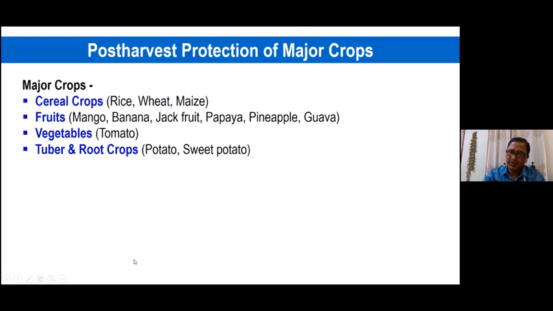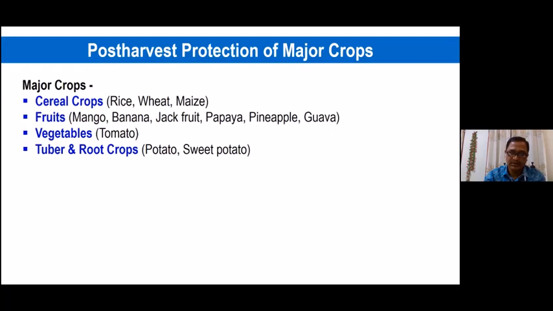So it's a huge item. So I make some discussions based on some major crops: basically cereal crops, fruit crops, vegetables, tuber and root crops. From cereal crops, I have selected rice, wheat, and maize. Fruit crops are mango, banana, jackfruit, papaya, pineapple, and guava. From vegetables, tomato, and from tuber and root crops, sweet potato and potato are selected for this discussion. I hope I could finish those things within my stipulated time.